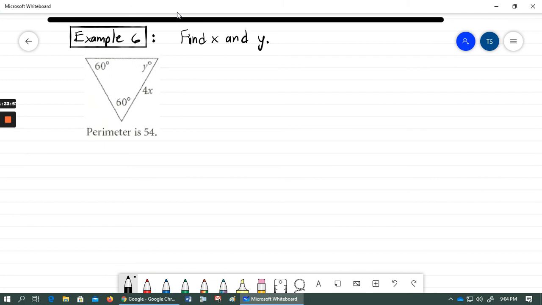All right, so here, in this one, guys, they do this one a little bit different because they give you the perimeter is 54. Guys, if you remember, the perimeter of a polygon pretty much states the total distance around that figure, or in other words, where you add up all of the sides. The perimeter is the sum of all the side lengths.